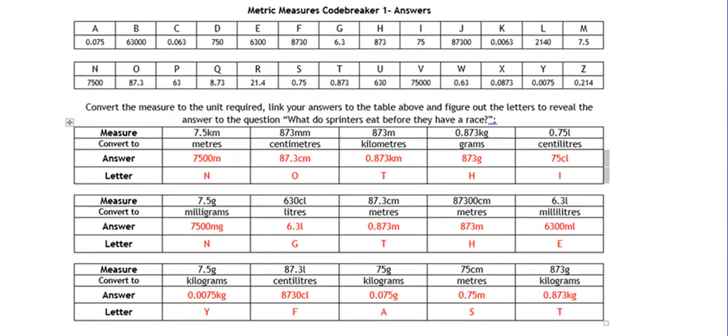And these are your answers. Okay, so your answer to the question, what do sprinters eat before they have a race, would be nothing, they fast. Okay, well done if you got that correct.